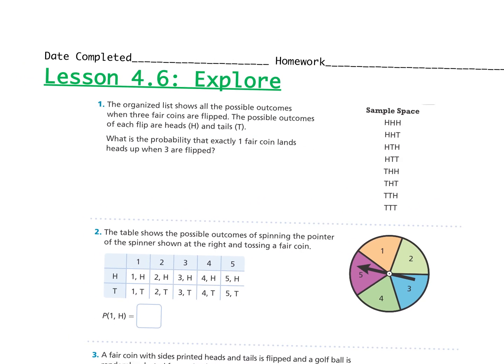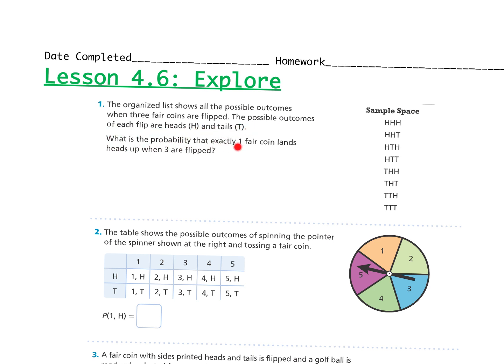So question 1 is saying the organized list shows, which this is an organized list, all the possible outcomes for 3 fair coin flips. Coins are flipped. So fair coin just means it's heads or tails. There's no cheating. It's just a regular coin. And they flipped it 3 times. So, for example, they got heads, heads, heads, heads, heads, tails, heads, tails, heads, and so on and so forth. These are just the different combinations you can get from flipping a coin 3 times. The possible outcomes of each flip are heads, H, and tails, T.